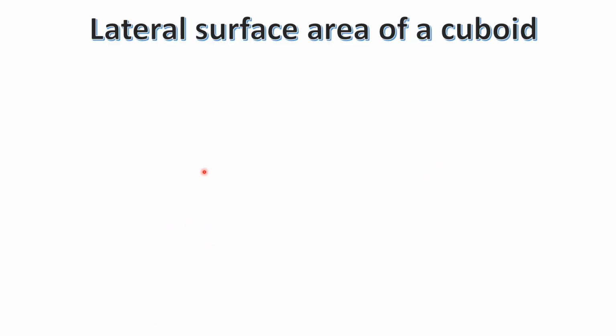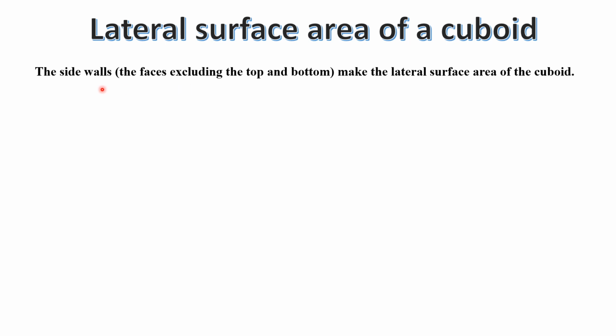Next, we will see how to find the lateral surface area of a cuboid. Lateral surface area means all the side walls excluding the top and bottom. So in a cuboid, you know that there are six faces. If you remove the area of the top and the bottom part, you will get the lateral surface area of the cuboid. So let's find the formula for the lateral surface area of the cuboid.